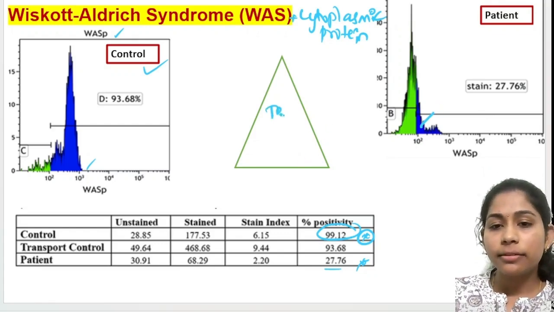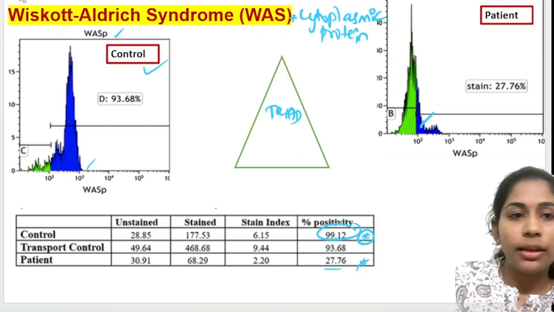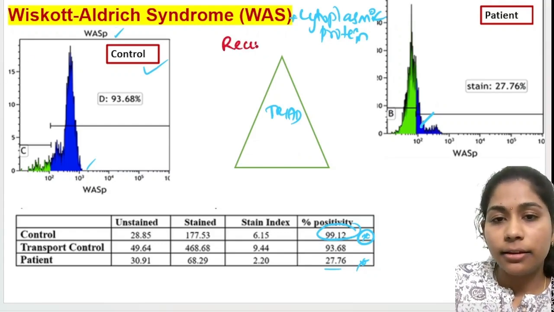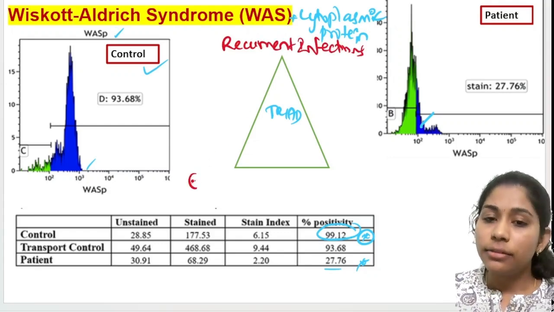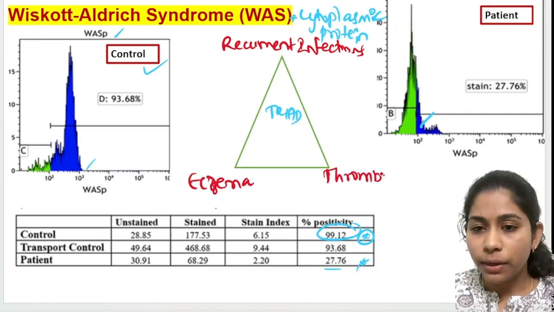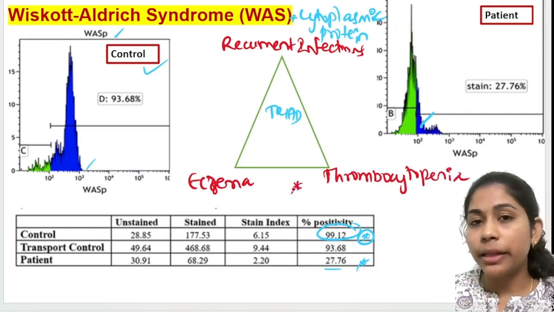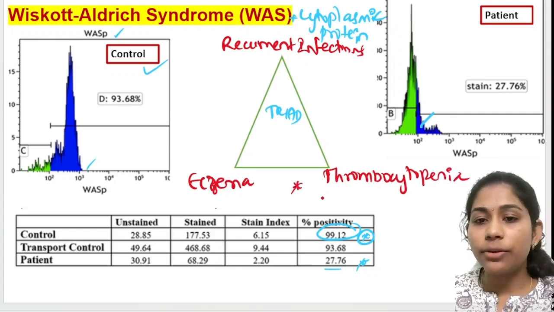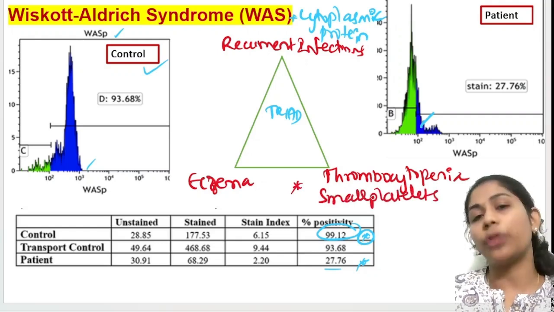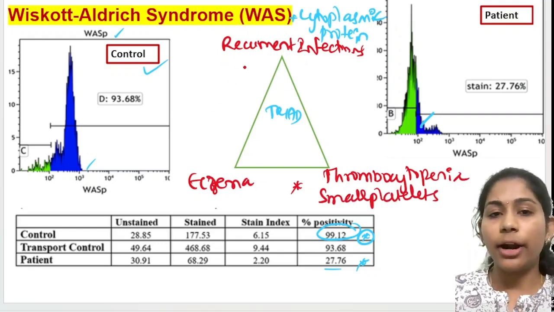Here, what is the triad? What is the triad for Wiskott-Aldrich syndrome? Anyone? Yes, there are recurrent infections, and eczema will be there. Then there will be thrombocytopenia. Correct? This is the triad. And one more question: which platelets will be there, small platelets or giant platelets? In Wiskott-Aldrich syndrome, it is small platelets. Microthrombocytopenia will be there. Yes, this is the triad of Wiskott-Aldrich syndrome.